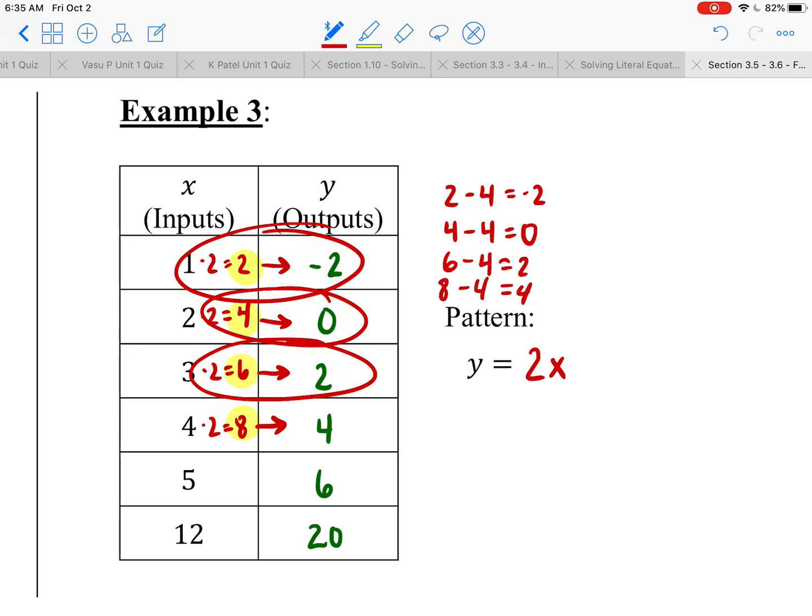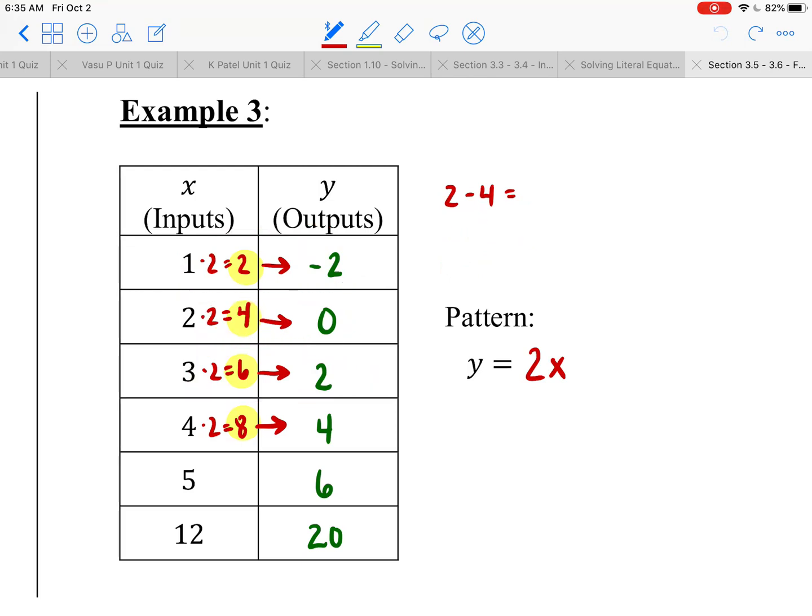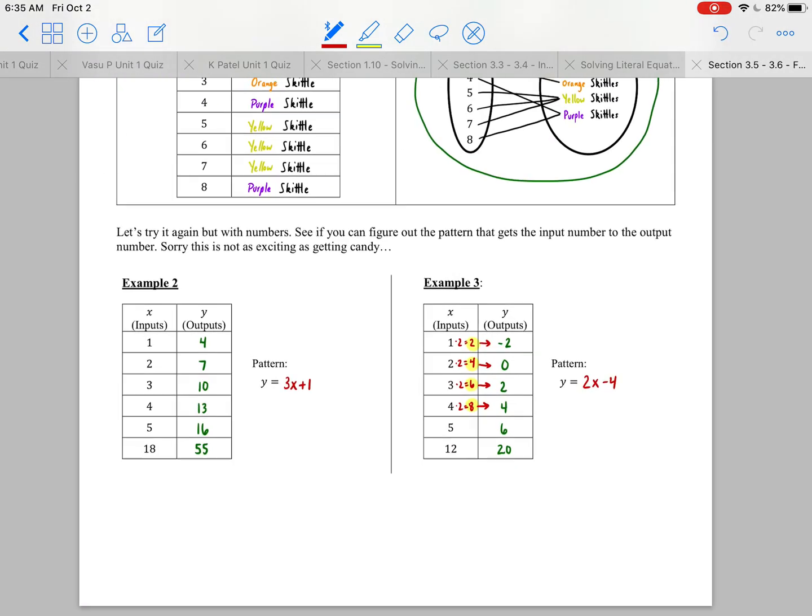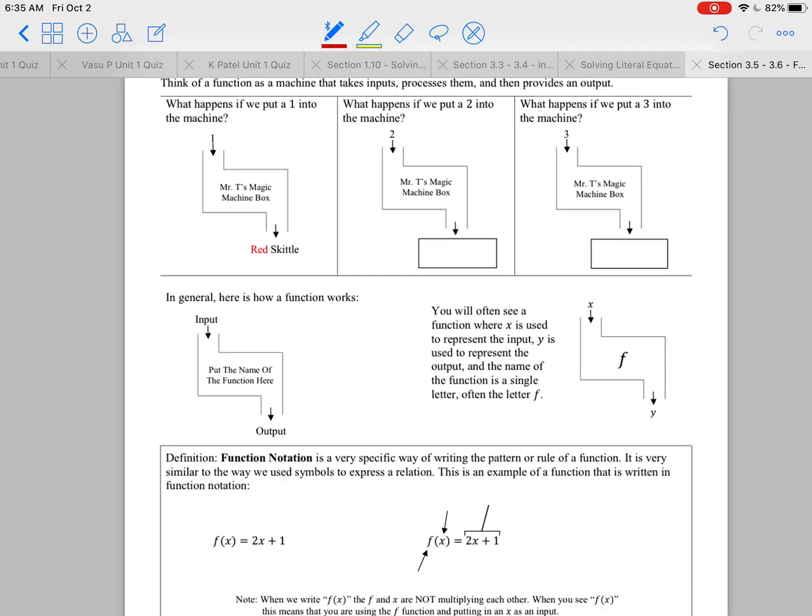So it looks like the pattern here is that we're multiplying our input by 2 and then subtracting 4 from it. Okay? So multiply the input by 2, subtract 4. How do we say that? So 2x and then minus 4. That would give us the pattern here. All right, let's move on to the next page.